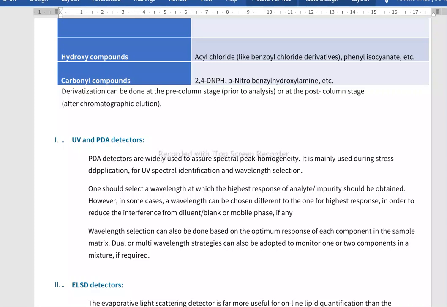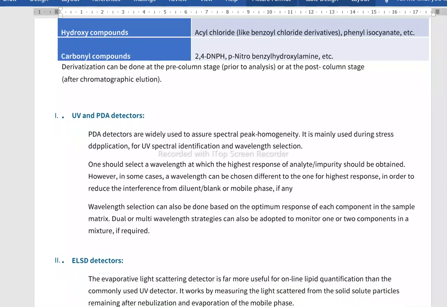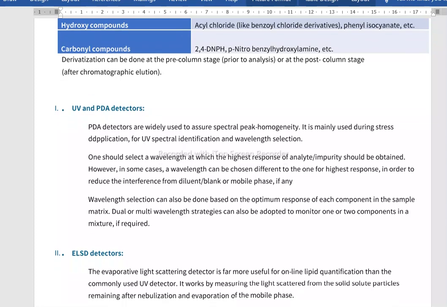However, in some cases, a wavelength different from the one for highest response can be chosen in order to reduce interference from the diluent, blank, or mobile phase, if any. Wavelength selection can also be done based on the optimum response of each component in the sample matrix. Dual or multi-wavelength strategies can also be adopted to monitor one or two components in a mixture if required.